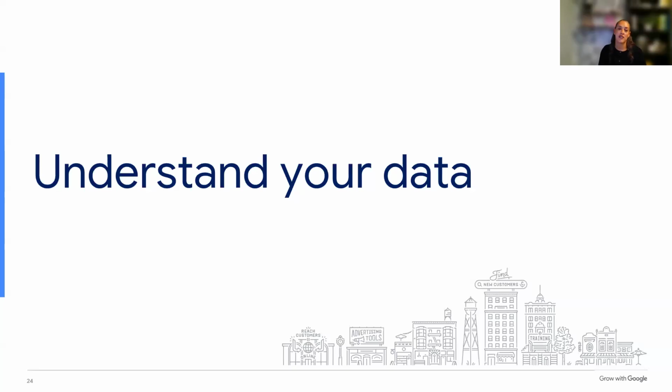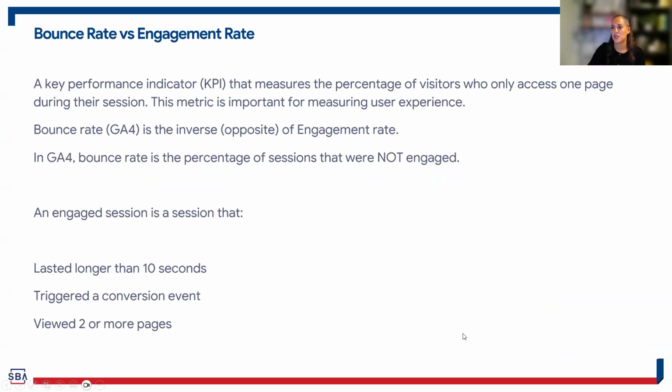All right, so next we're going to cover some of the data points for you to start to understand. So your bounce rate versus your engagement rate. And this is one of the key performance indicators, or a KPI. And this measures the percentage of visitors that only access one page or spend less than 10 seconds on your page. That's called a bounce.